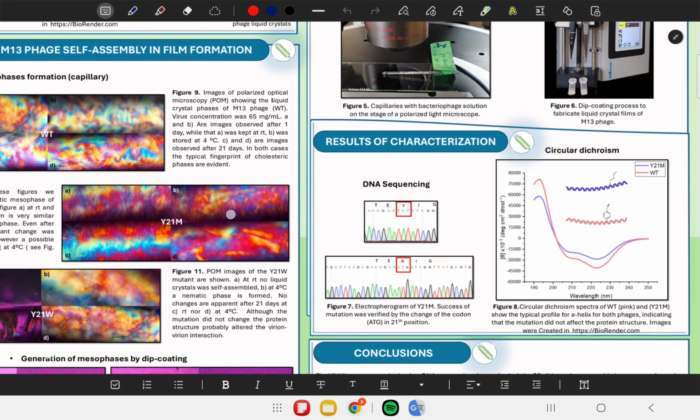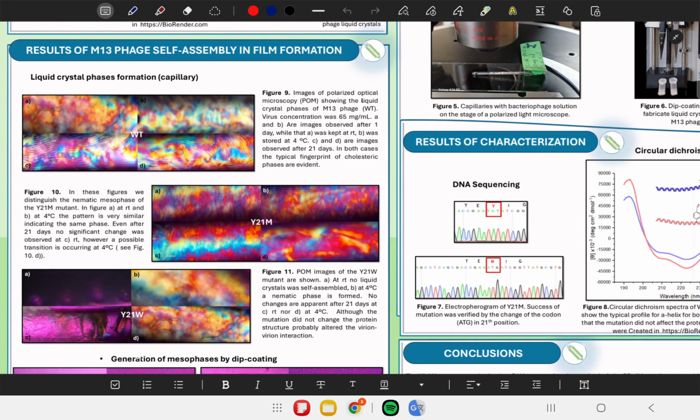Results of M13 phage self-assembly and film formation. This study focuses on understanding the liquid crystal phases of the M13 bacteriophage and its mutants using optical polarization microscopy, POM. We look at how temperature and storage time affect the self-assembly of the viruses. The results show that temperature and storage time have an impact on the formation of liquid crystal phases in the M13 bacteriophage and its mutants. The differences seen between the I21M and I21W mutants suggest that changes in the virus structure can affect how it self-assembles.